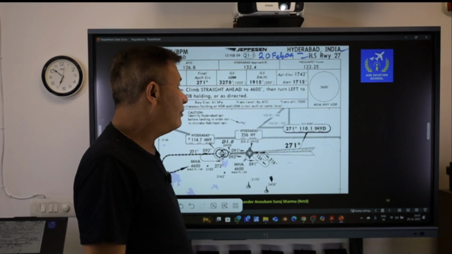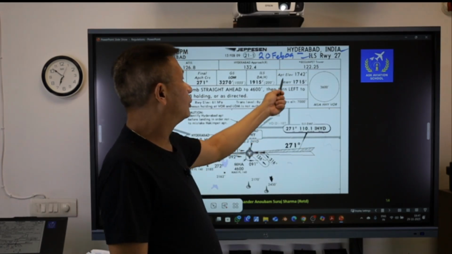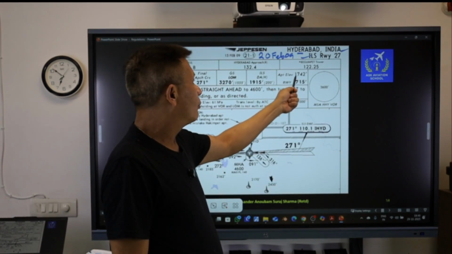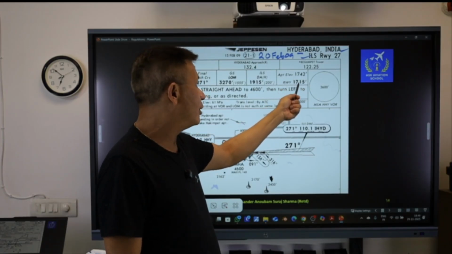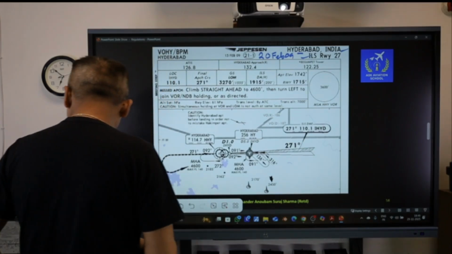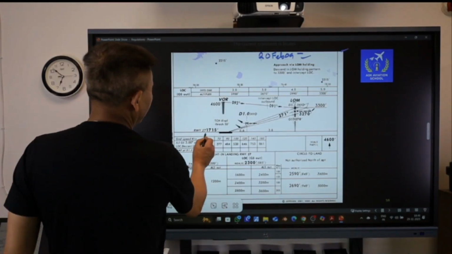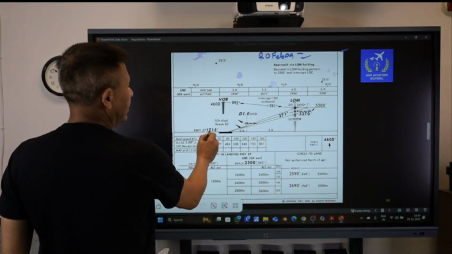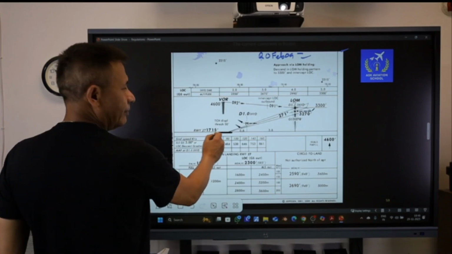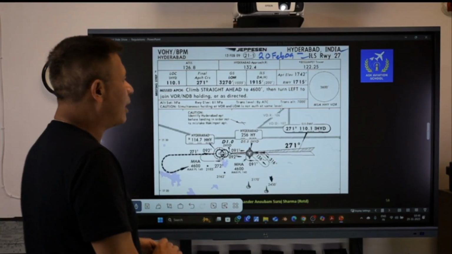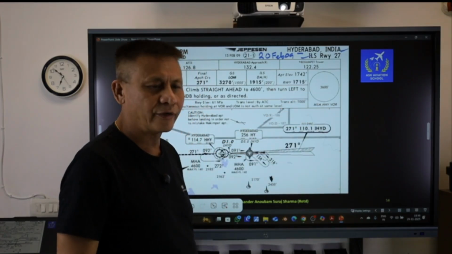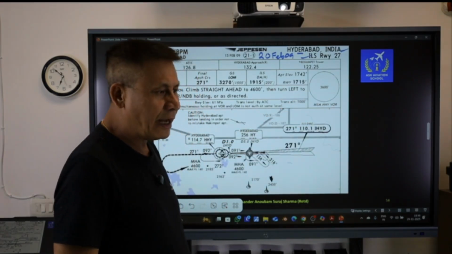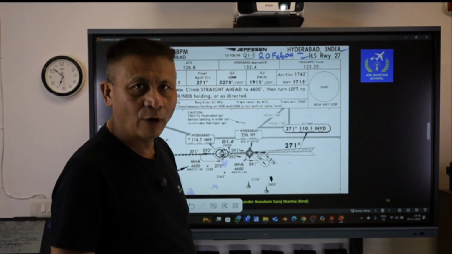So airport elevation, that is at the airport, 1742. However, at the runway threshold, the elevation is 1715. Let's have a look here. So here it is written here, runway 1715. Going back to the previous one, here if you see a circle, this is known as the MSA. The MSA is the minimum safe altitude.